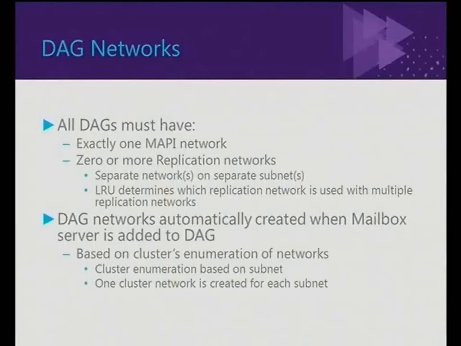Now, every DAG can have zero or more replication networks, which means for the first time ever, a highly available mailbox server only requires one network card in it. In all previous versions of Exchange, we always required two network cards, one that would be used as a backup for the other one, if you will. So now we only require one.